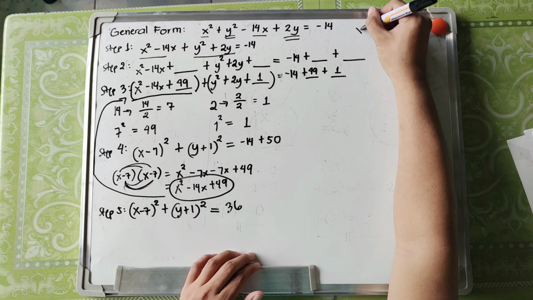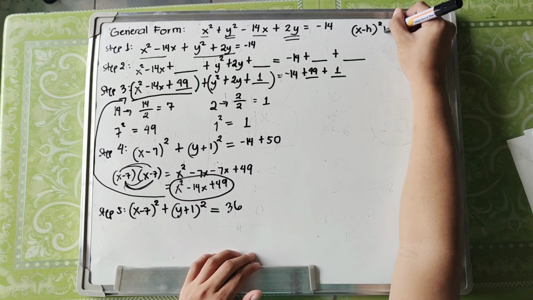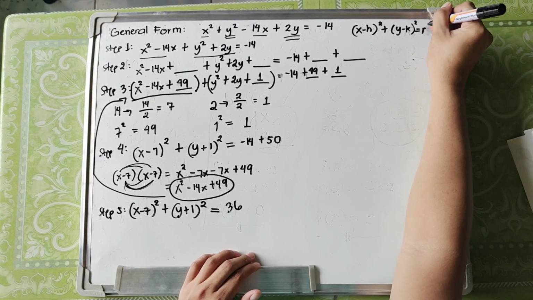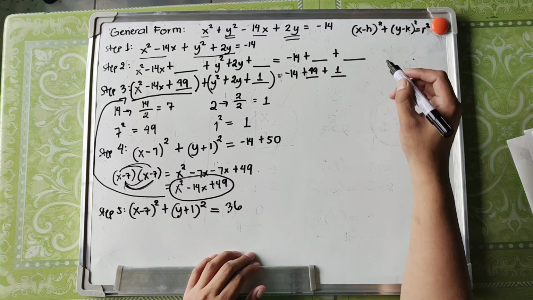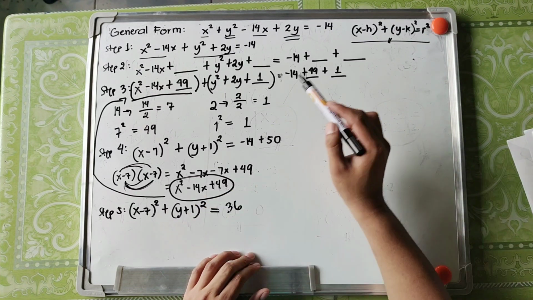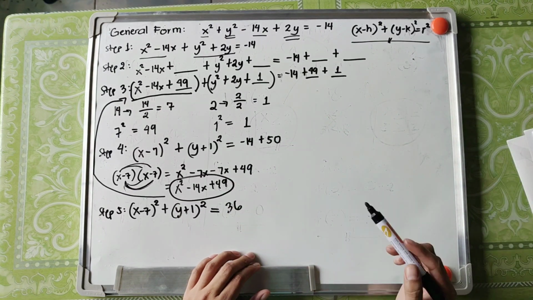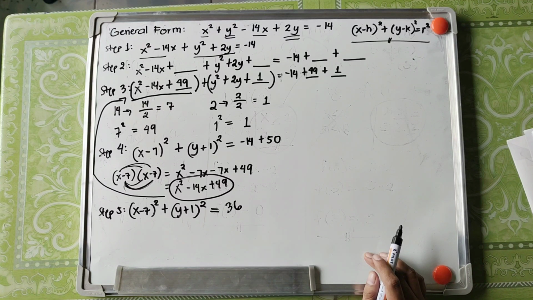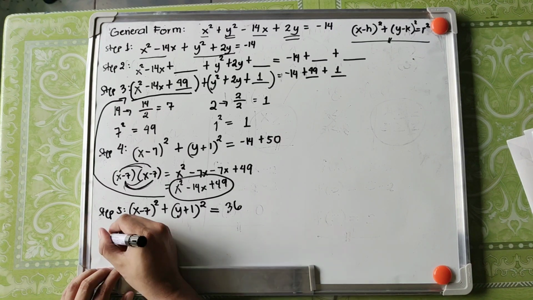Our standard form is (x minus h) squared plus the quantity of (y minus k) squared is equal to r squared. So that we are not confused, in general form, the equation should come up like this: (x minus h) squared plus (y minus k) squared, y plus 1, is equal to r squared. So step 6, again, we have to convert it into a standard form for us to identify the center and the radius. So what will happen?